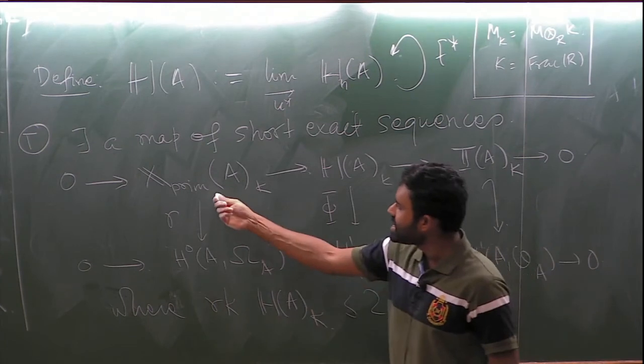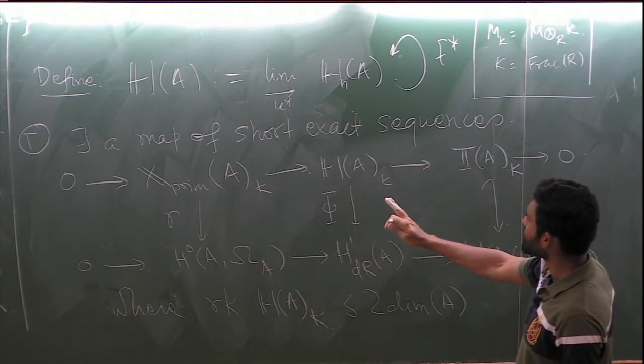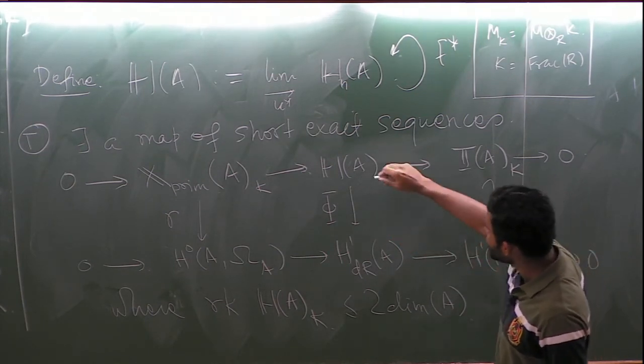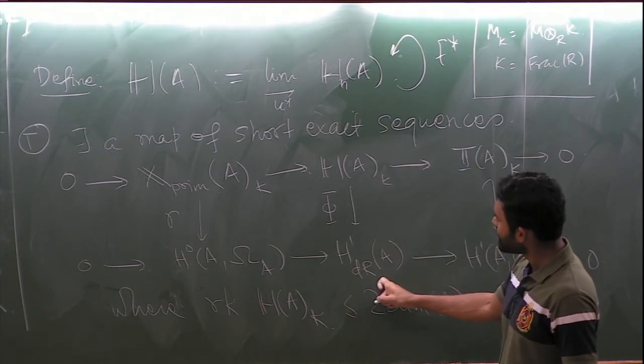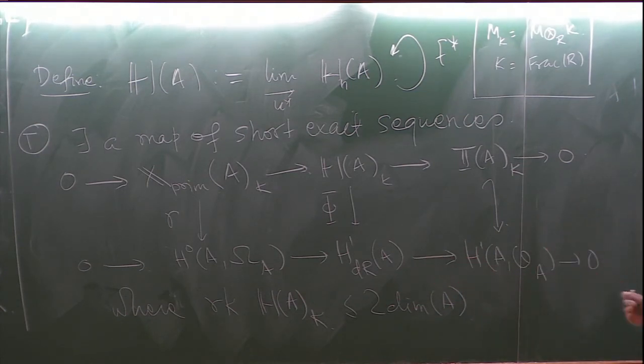What is X prime? These are the primitive characters, actually. I won't be able to explain too much on this one, but I can tell you how this map from H of A to H^1 de Rham of A is obtained. This is obtained through the push outs of the extensions, actually.